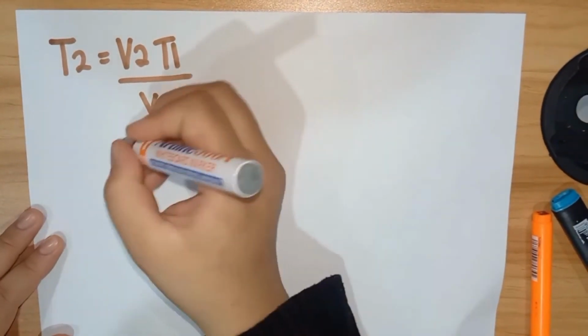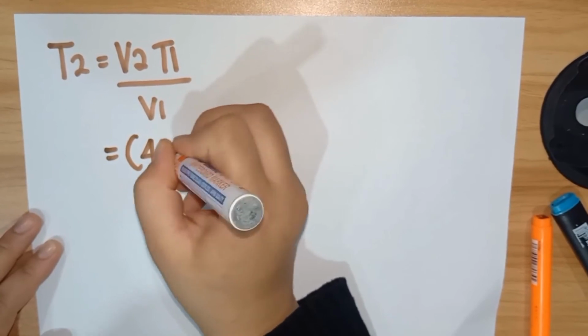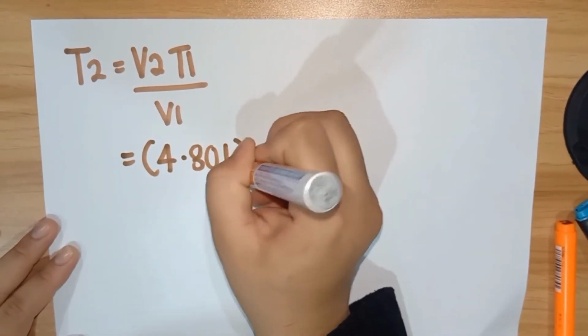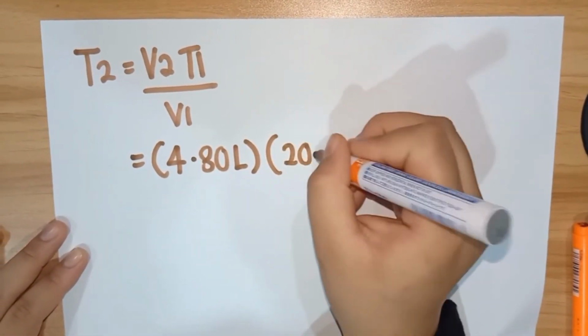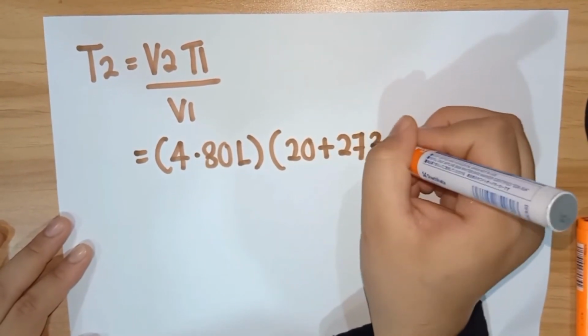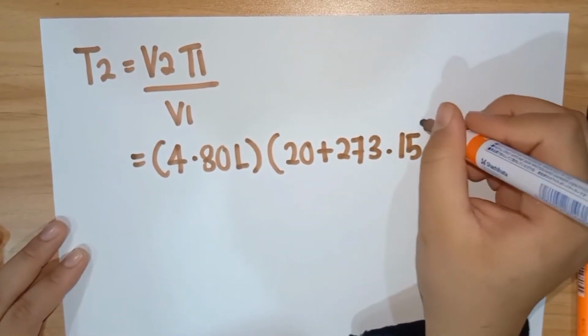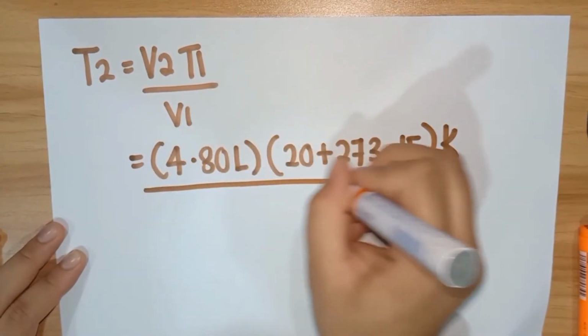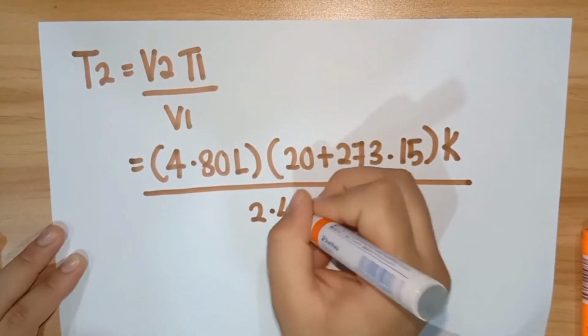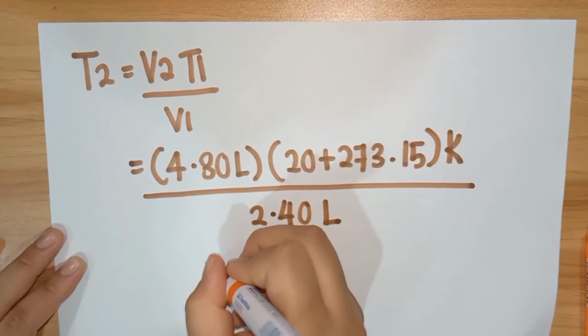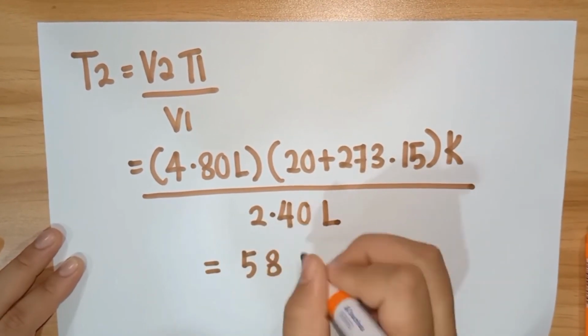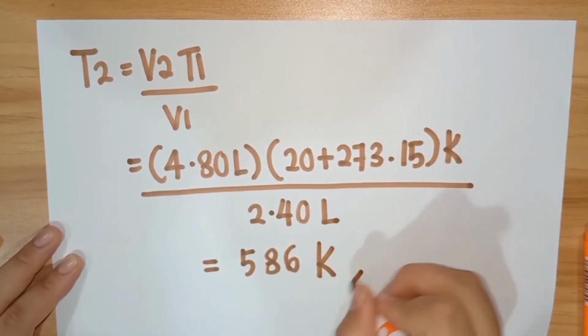We are done with rearranging the equation, so now let us find the final answer. We need to substitute all the information provided into the formula, and make sure we don't forget to change the temperature unit to Kelvin. The final answer is 586 Kelvin.